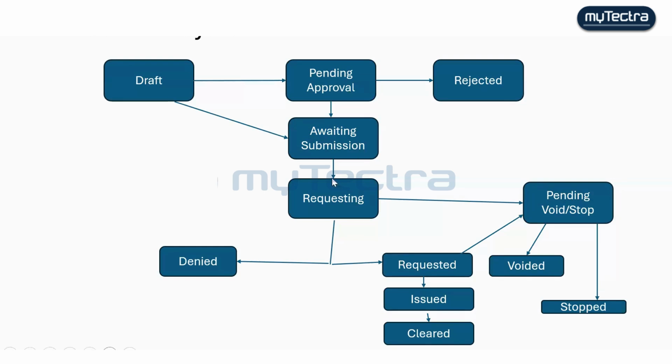Once it is in requesting state, you can have the option of void. If for some reason you don't want that check, you will click the void button, which will be enabled only at that time. Then it is pending void, and then voided. Why are they making it voided here? Because you void the check.